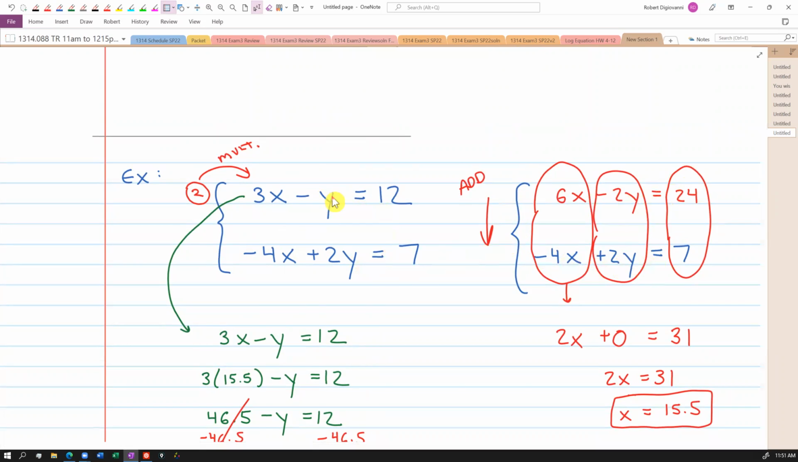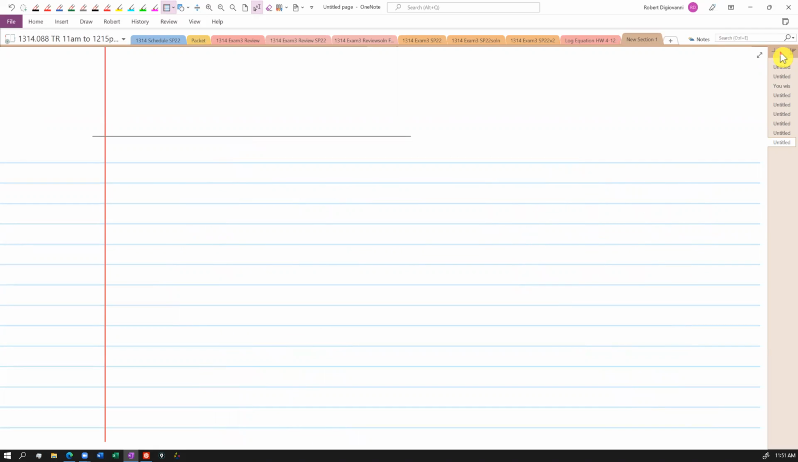So what do y'all think? I've given you 2 examples. We've done them both with substitution and elimination. As of right now, do you have a preference or do you like elimination? I do too. Let's do another one. Okay.